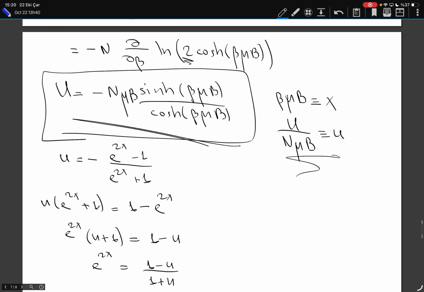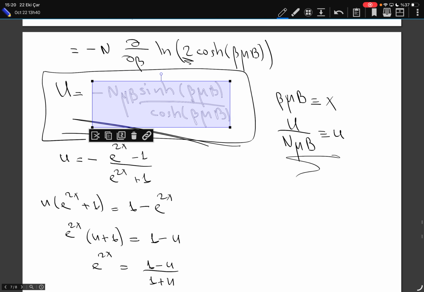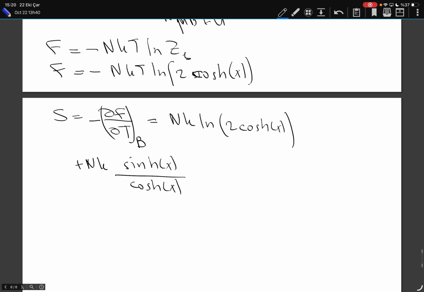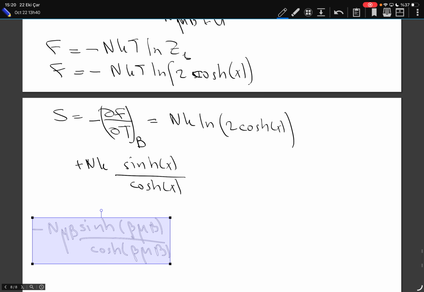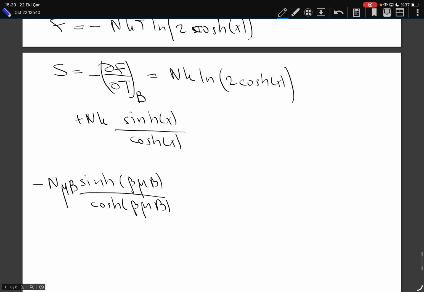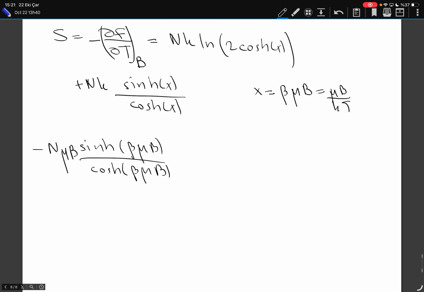Now let me take it. This is U. Now what I would like to do is write this entropy not as a function of x, remember, x is beta mu B over kT. I don't want to write S as a function of temperature. I want to write S as a function of U to support my claim that entropy as a function of energy starts from 0 when energy is minus N mu B, and it goes to 0 when energy is equal to N mu B. That is what I would like to show, if I can.